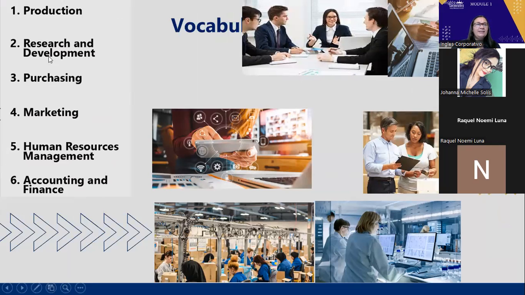Veamos. Aquí hay algunas imágenes tratando de representar las diferentes áreas. Obviously, algunas vamos a tener que usar un poco la imagination. Aquí tenemos las áreas igual escritas. Production, research and development, purchasing, marketing, human resources management, accounting and finance. Esta sería nuestra picture number one. ¿Qué creen que representa? Marketing. Algo muy de moda hoy en día es el marketing digital, es tratar de llegar a los clients por todas las redes. That's great. Number two.